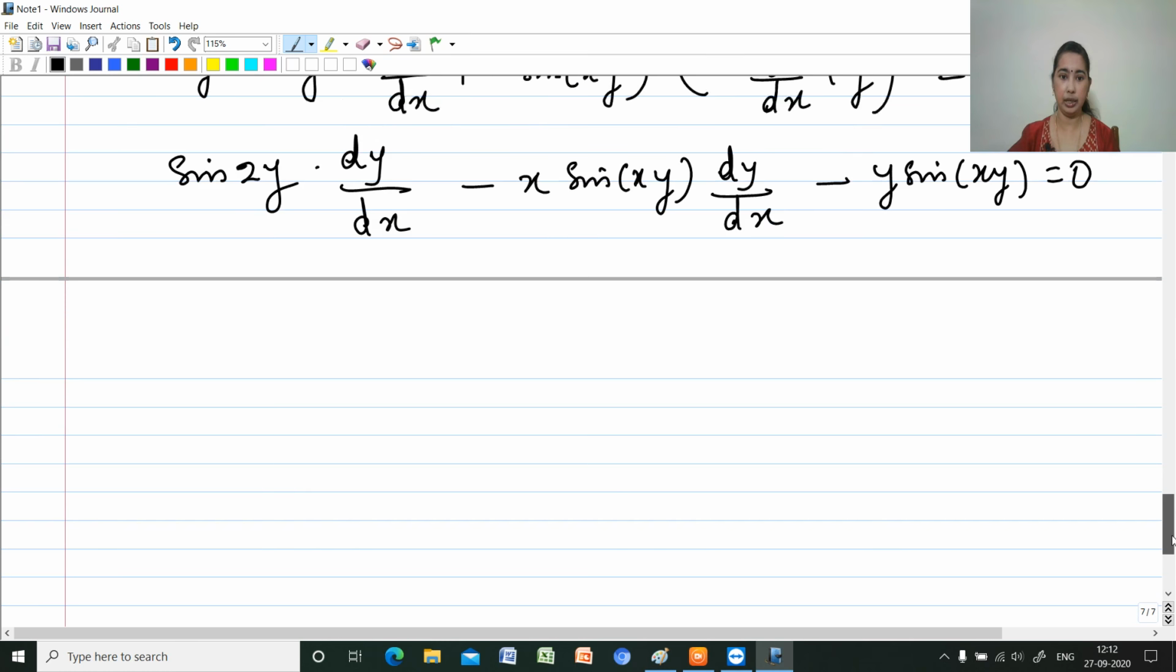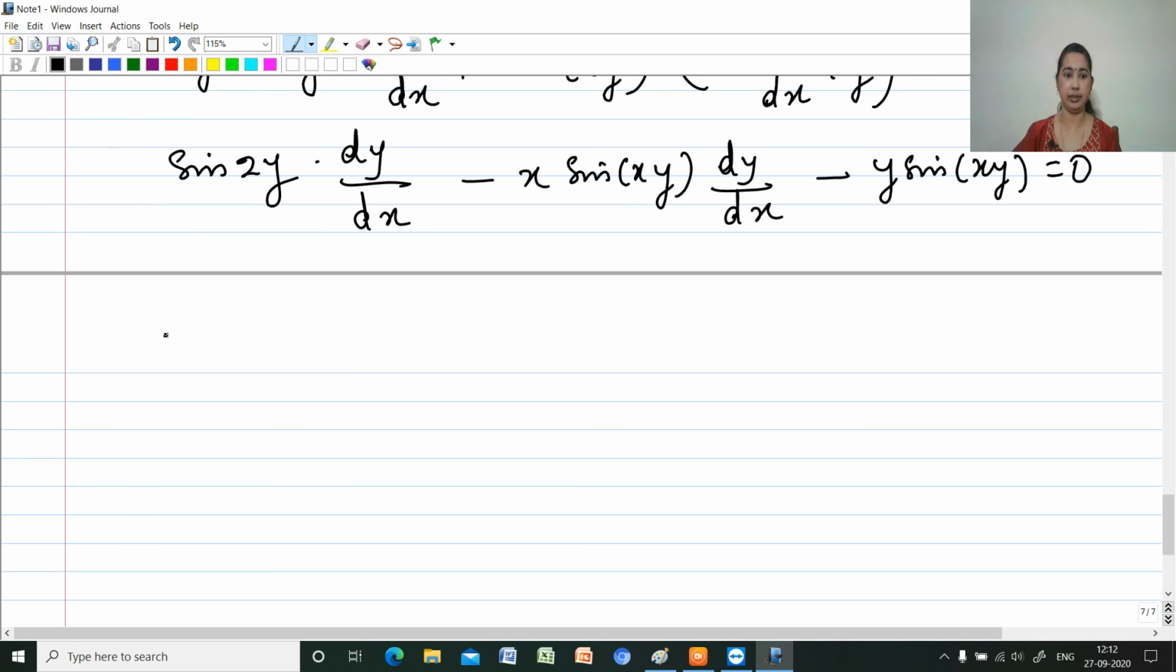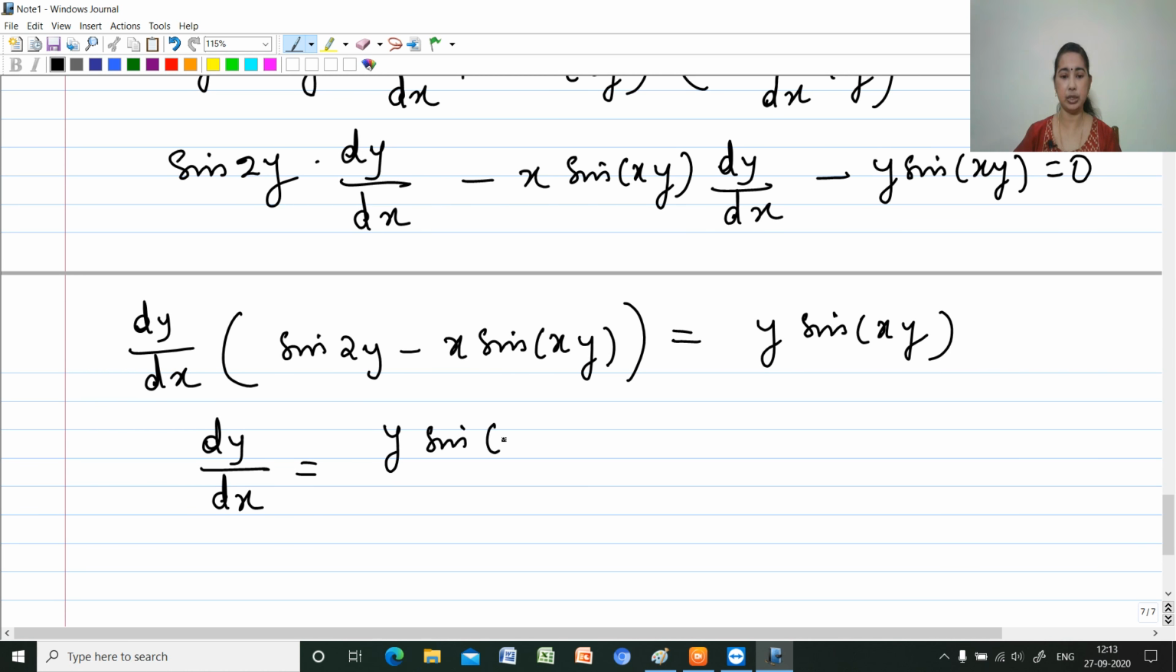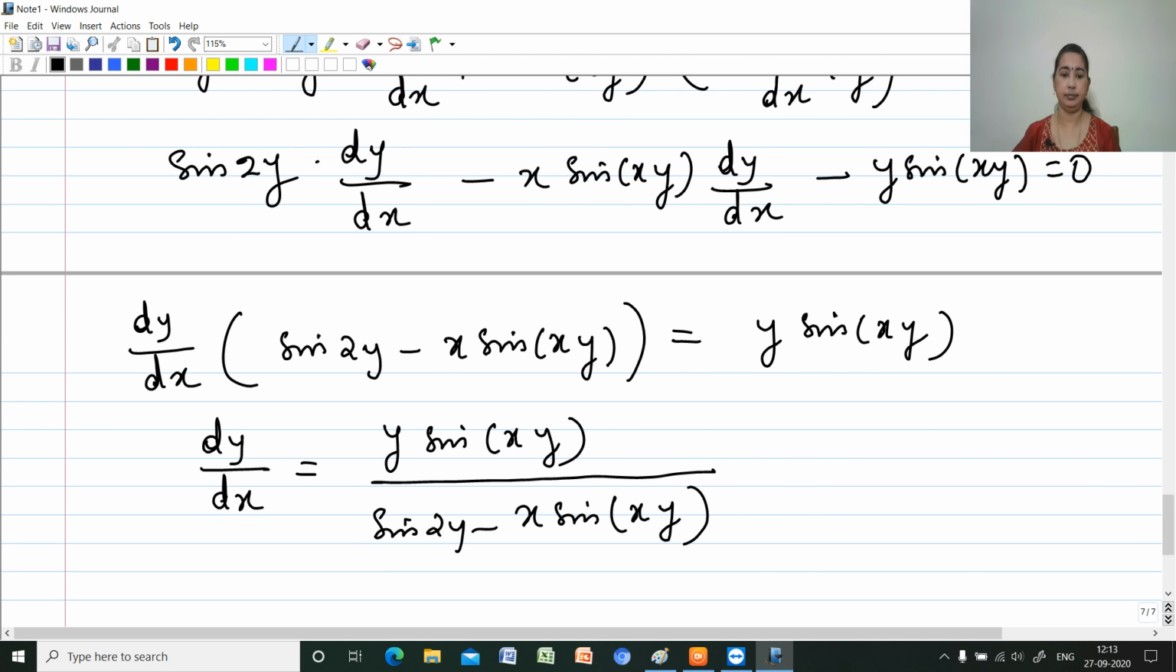All the terms containing dy by dx taking outside, that is dy by dx into sine 2y minus x into sine of xy equal to y sine of xy, or dy by dx equal to y sine of xy divided by sine 2y minus x sine of xy. So since we are not able to simplify this, you can keep the answer there.